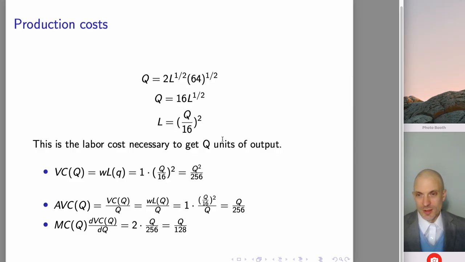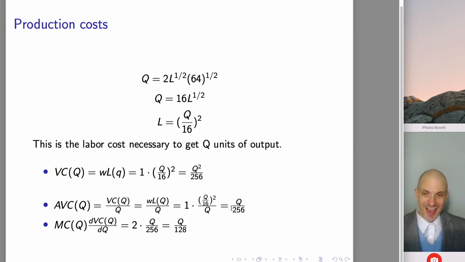Okay. So just bringing this back up to the top of the page. If I want to find variable cost, that's going to be W times L, and L is a function of Q. We just found this right here. W is 1, so 1 times this is going to give me my variable cost. So that's Q squared over 16 squared, which is 256. Sure enough, this is a variable cost curve. If I divide that by Q, the Q cancels, and I get Q over 256. There's my average variable cost.